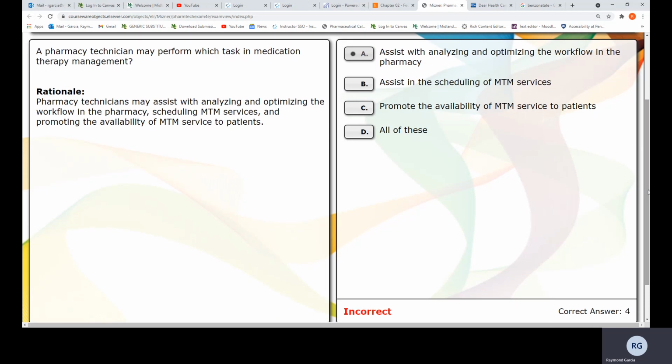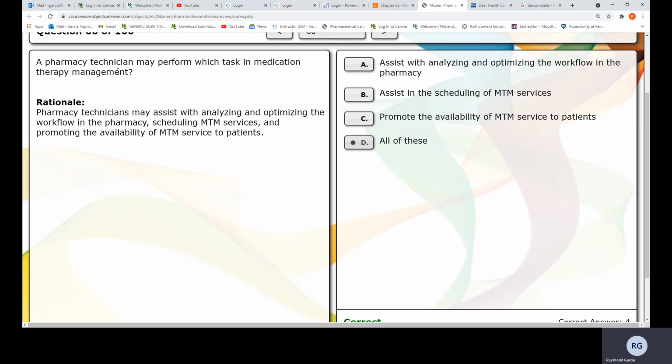Pharmacy technicians may assist with analyzing and optimizing the workflow in the pharmacy, schedule MTM services, and promote availability. So all of the above. What's that? MTM is medication therapy management.